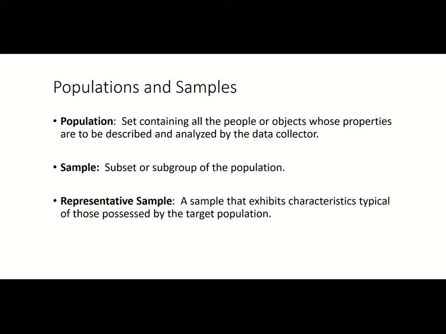All right, so when we do a study with statistics, you have a population, and that is the set containing all people or objects whose properties are to be described and analyzed by the data collector. So if I'm doing a study for math students at Harvard, the population will be all students taking a math class at Harvard. Within that population, you're going to have a sample, a subset or subgroup of the population. I may not be able to survey or study all of the math students at Harvard, but I can take a sample of those students. And then a representative sample is a sample that exhibits characteristics typical of those possessed by the target population.